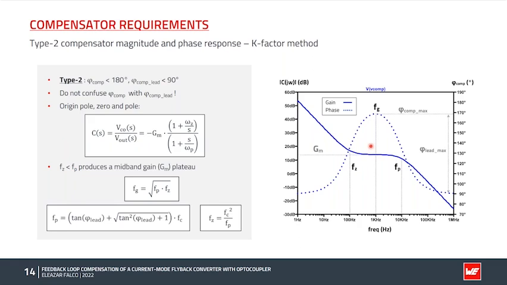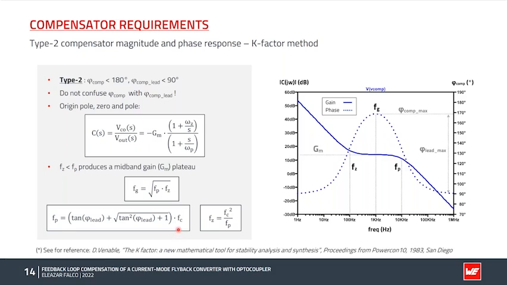The zero and the pole frequencies can be calculated with these two expressions in order to provide the required compensator phase lead at the target crossover frequency in order to achieve the phase margin specification. And that is if we select Fg as our target crossover frequency that we set before of 10 kHz.